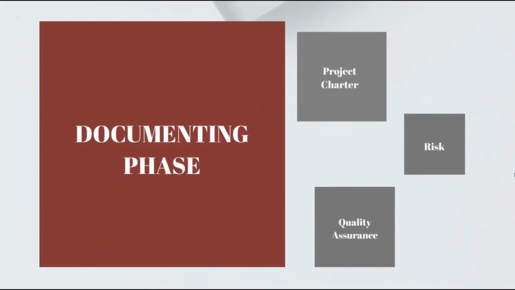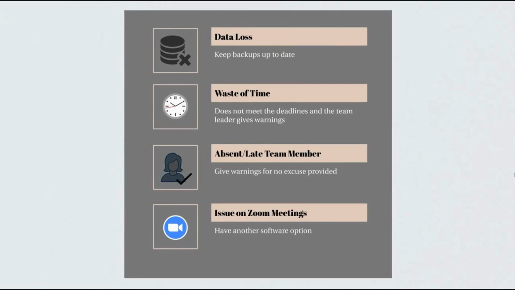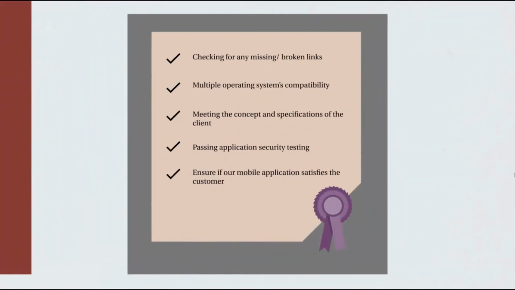The second one is the risks. The risks are situations that could occur while performing the project. These are some of the risks that we came across and their mitigation, such as data loss, waste of time, absence, and issues on Zoom meetings. The last one is QA, quality assurance, the document that states the desired quality of the project and service at every stage of our capstone.